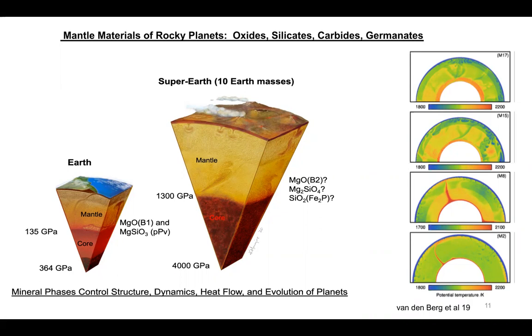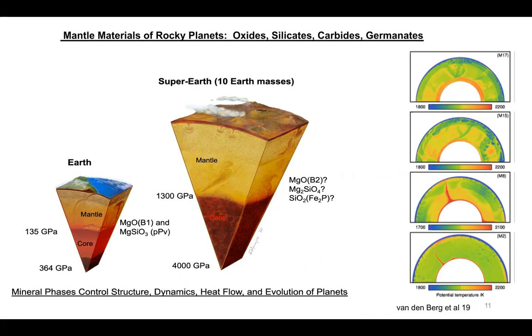So not only is the compositional space much larger, but so is the pressure and temperature space. The figure on the left here shows a very cartoon comparison of the Earth with a 10 Earth mass terrestrial planet. And the pressure at the core-mantle boundary and the pressure in the center of the Earth for this super Earth are roughly an order of magnitude larger than they are for the Earth. So we have pressures into a few terapascals where we have to explore the behavior of material.